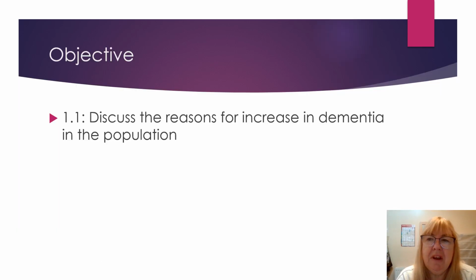Okay, the objective that's covered from your assignment by this session, we're going to talk a little bit about the reasons for the increase in dementia in the population, and we'll also address that a little bit more in another set of sessions as well. But I'm also going to give you a general introduction to what dementia is as well. That's not asked of you from your assignment, but obviously you need to know what it is to be able to write about it successfully.